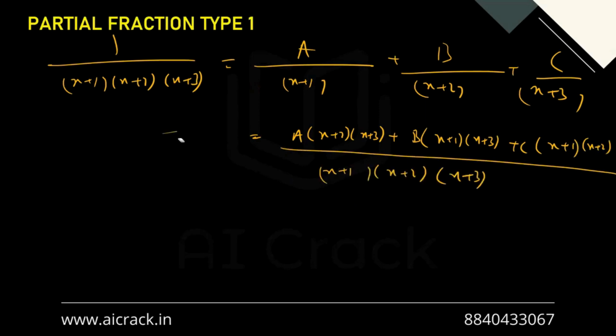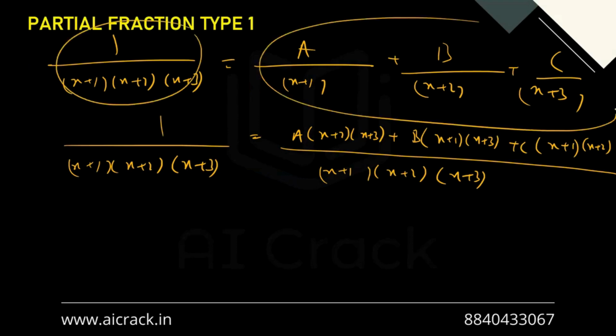Now this is the same as 1 upon x plus 1, x plus 2 and x plus 3. If we compare this numerator and this numerator, this entire expression in terms of a, b and c should be the same as 1, for any value of x, because we have the same denominator and we assume that this function is the same as this function. So this entire numerator should equal 1 for all values of x.